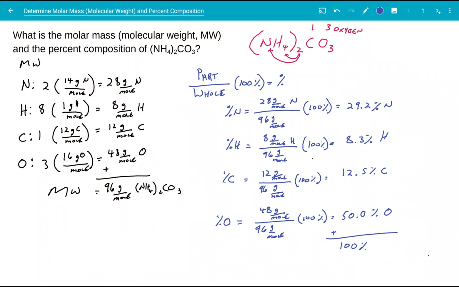Okay, now we know the percentages. This will become a valuable tool later for empirical formula. So that's coming up next.